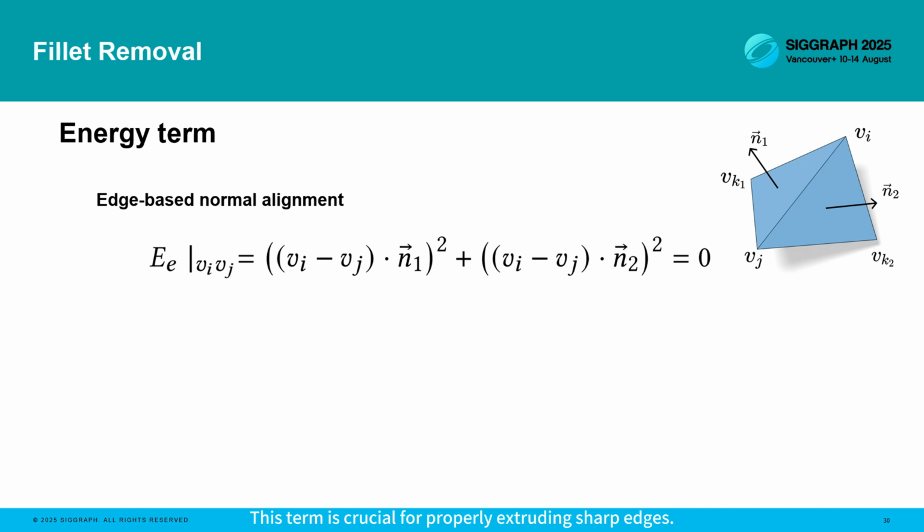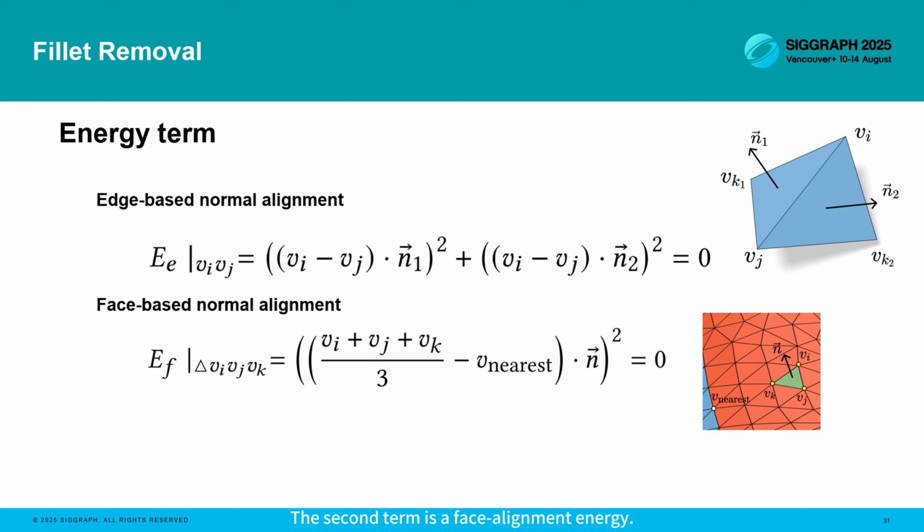This term is crucial for properly extruding sharp edges. The second term is a face alignment energy. We expect each triangle's target normal to be orthogonal to the direction toward its nearest boundary point. That is, their dot product should be 0. This helps prevent the optimization from getting stuck in local minima and avoids producing concave or collapsed shapes.